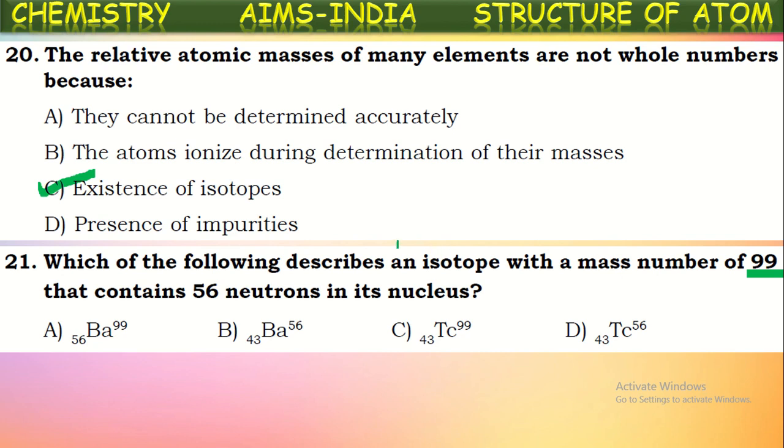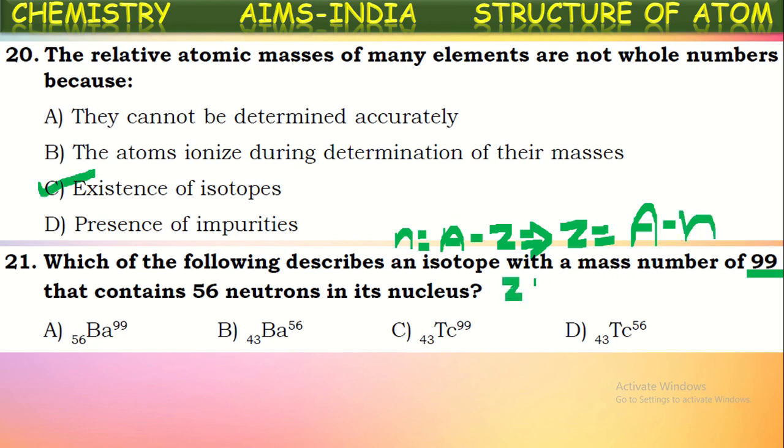What relation we have between these all: atomic number, mass number and number of neutrons? Number of neutrons is equal to mass number minus atomic number, isn't it? In this, mass number is given and number of neutrons also is given. Now if you calculate atomic number with this formula, from this we can say atomic number is equal to mass number minus number of neutrons. What is the mass number given? 99.